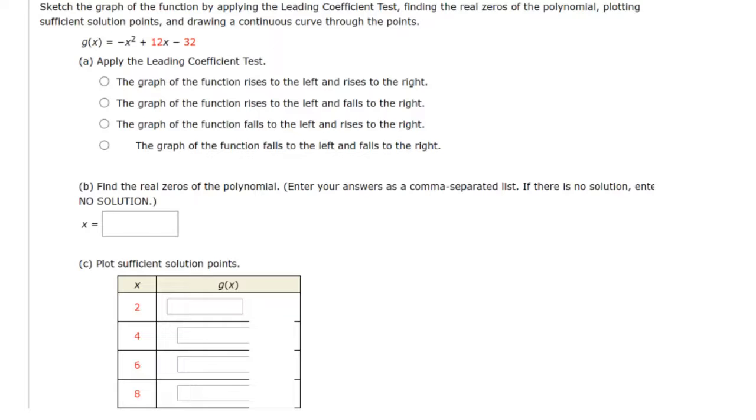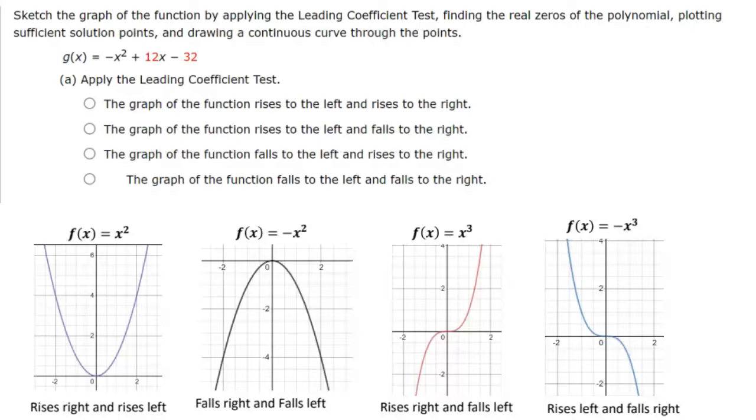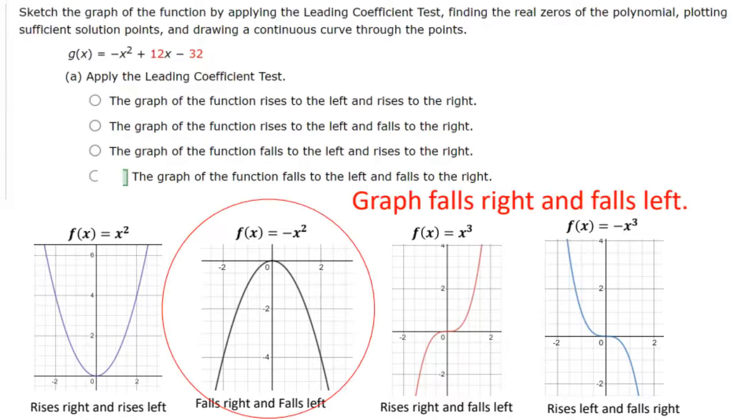We have a polynomial of degree 2, which is an even function. Our leading coefficient is a negative number. So the answer for this one is our graph is going to fall both on the left and on the right. Okay? So these are the rules that I went through right now. Again, for this particular one, this is an even function with a negative leading coefficient, so our graph falls right and left.